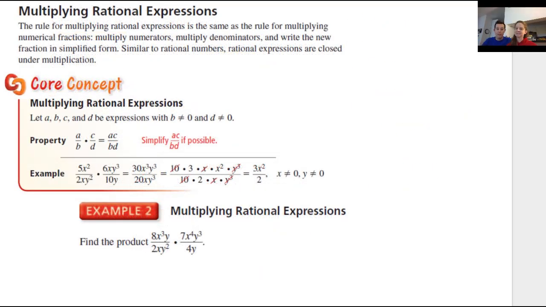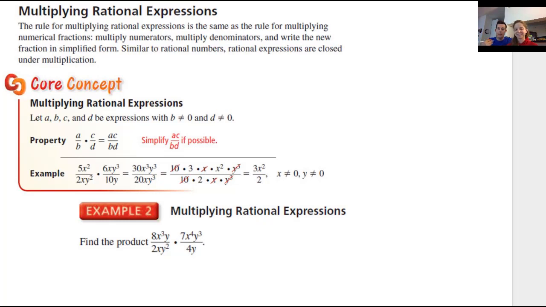Okay, so for example 2, Ms. Hall and I are both going to show 2 different ways to do this. And we're going to end up with the same result. Math works no matter what, but you should pick the way that's most efficient. So we're multiplying rational expressions. These are rational expressions because they're polynomials in terms of x and in terms of y.